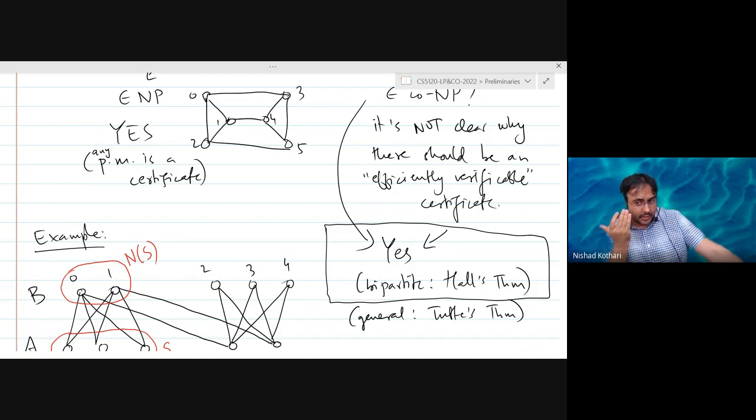Okay. It is worth noting that Hall's theorem was proved in 1935, whereas concepts like NP and co-NP are much more recent. They came about in the 1960s, right? But clearly, results from the past have consequences related to them.